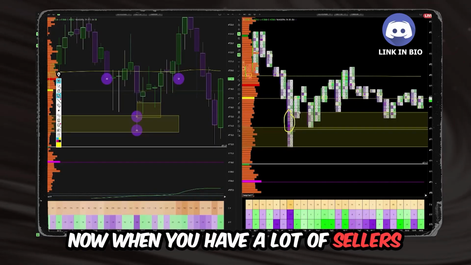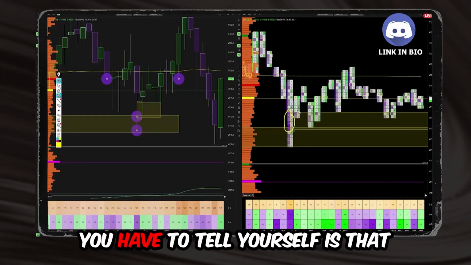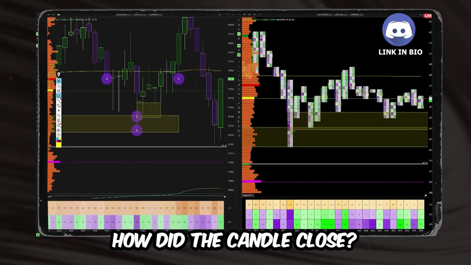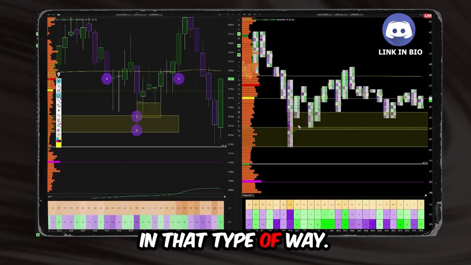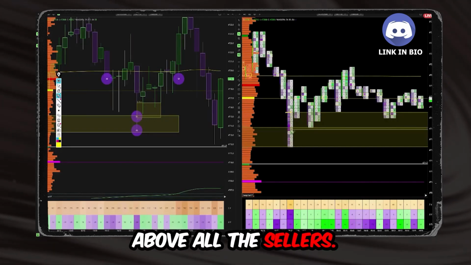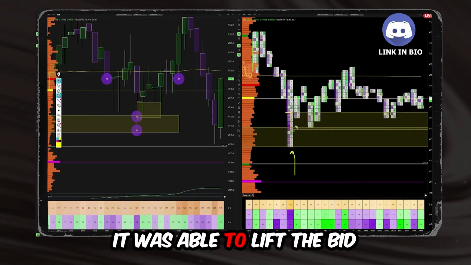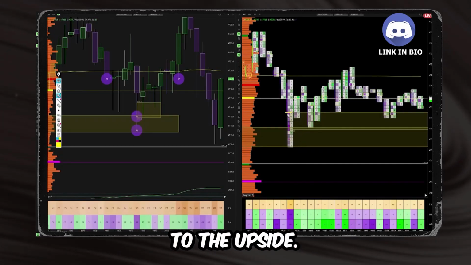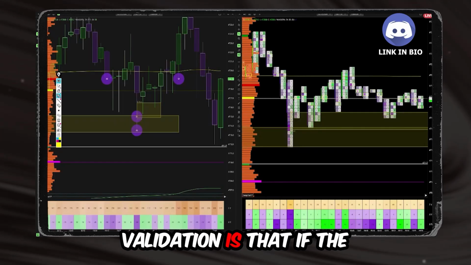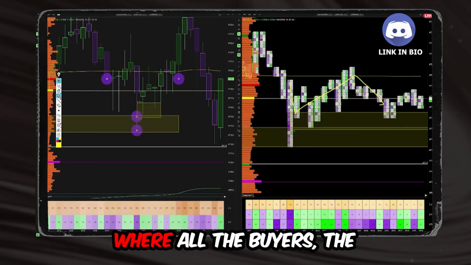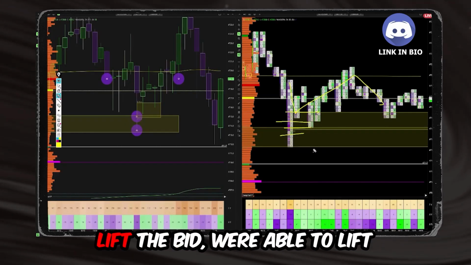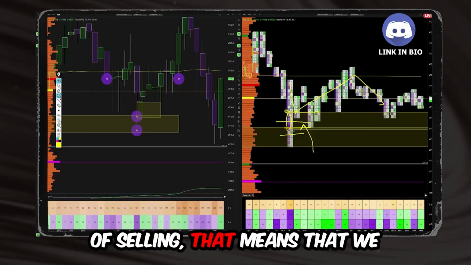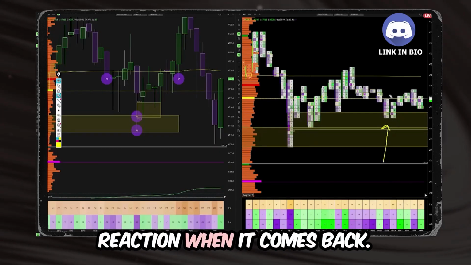Now, when you have a lot of sellers at a specific level, you have to tell yourself, if there's a lot of sellers here, how did the candle close? You have to think in that type of way. The candle closed above all the sellers, so that means there were buyers here who were able to lift the bid to the upside, lift prices to the upside. Now, this gives us the same validation: if the market comes back here again, where the passive buyers were able to lift the prices up even though there's a lot of selling, we want to be seeing the same reaction when it comes back.